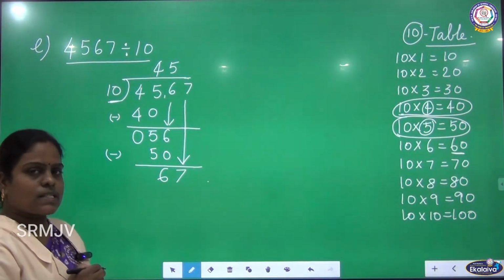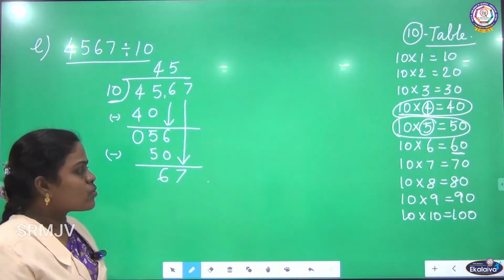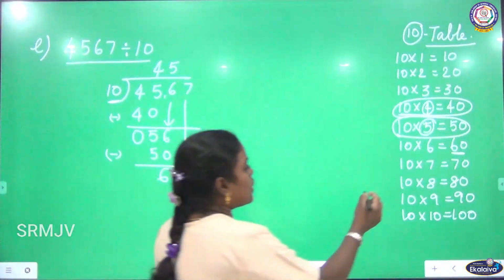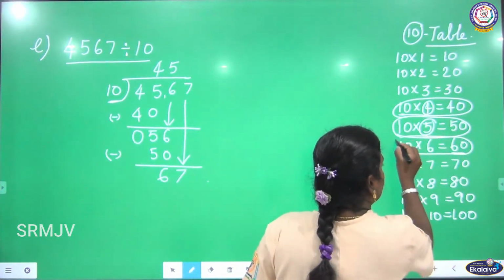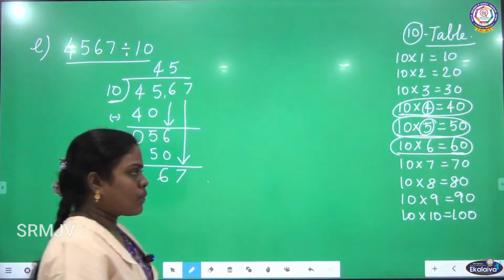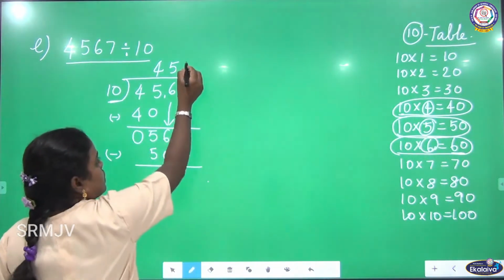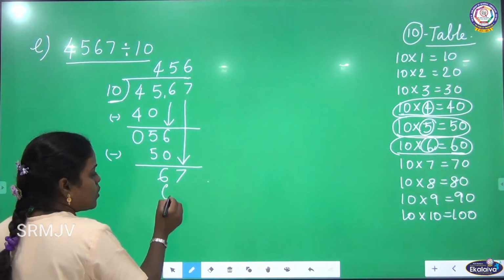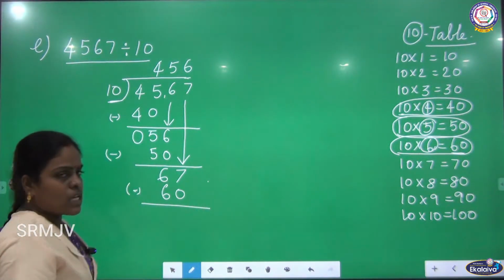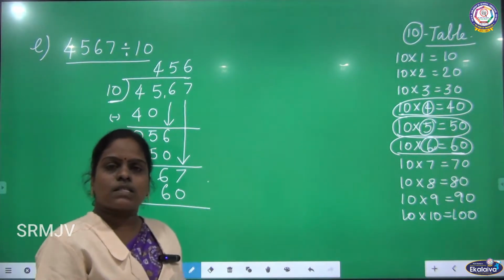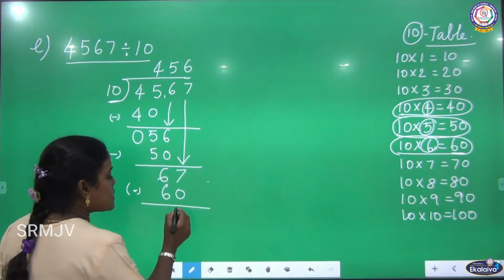Now we have 67. Tell me, which term do we have to choose here? 10 sixes are 60. We have to take the 6th time. So write 6 in the quotient, 60 below the number. Now subtract the numbers, children. 67 minus 60. What is the answer? Yes, 7.